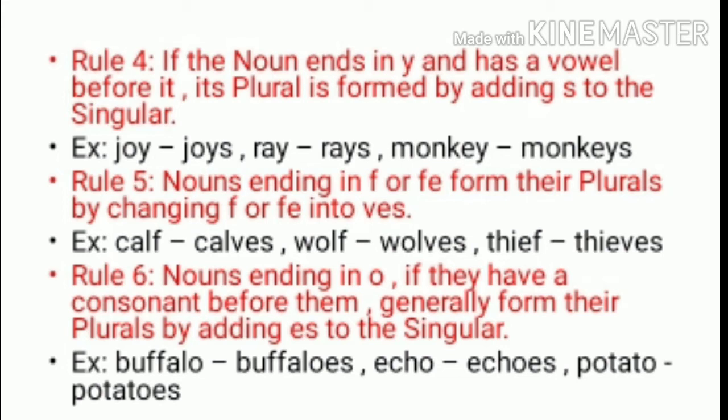Rule 5. Nouns ending in F or FE form their plurals by changing this F or FE into VES. For example, calf, C-A-L-F. So when we make it a plural, we remove the F and add VES.